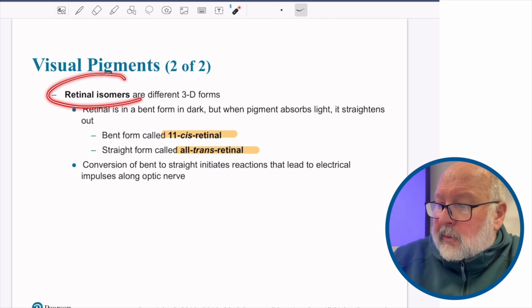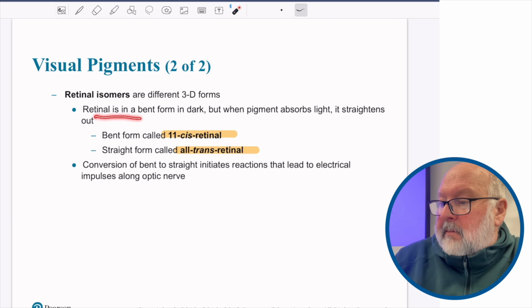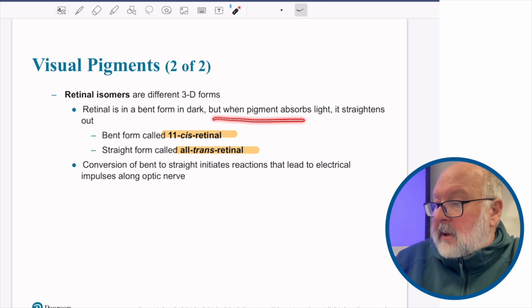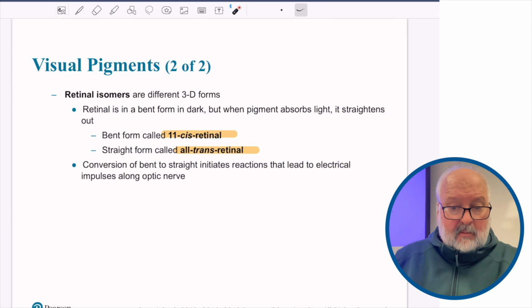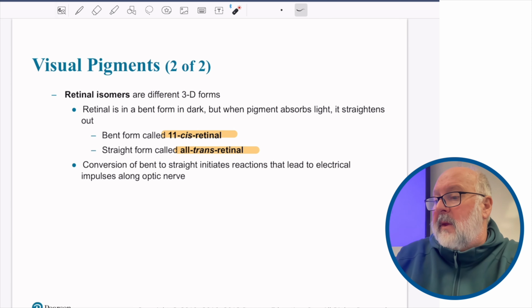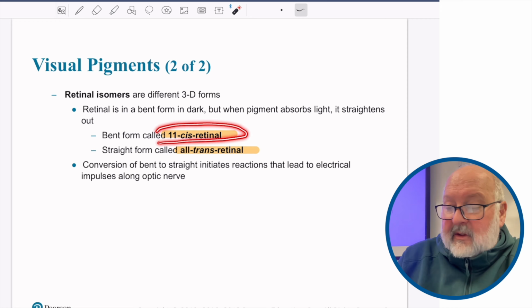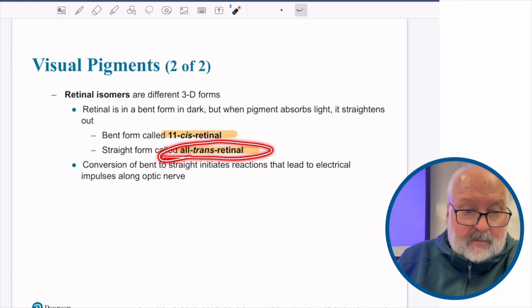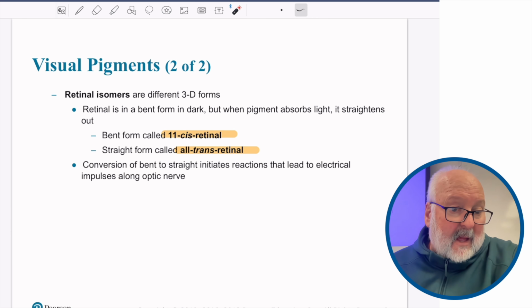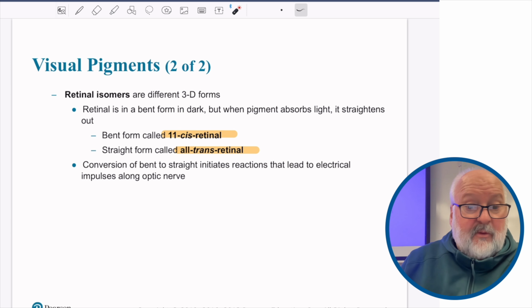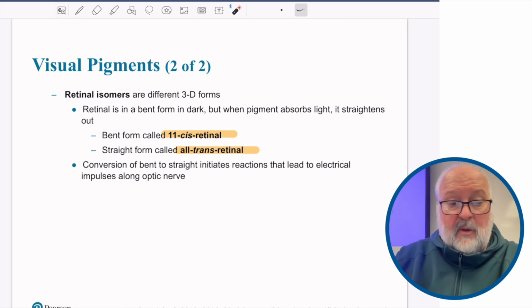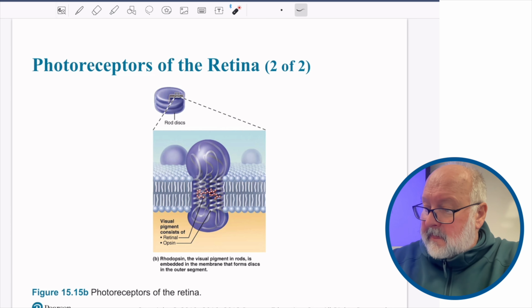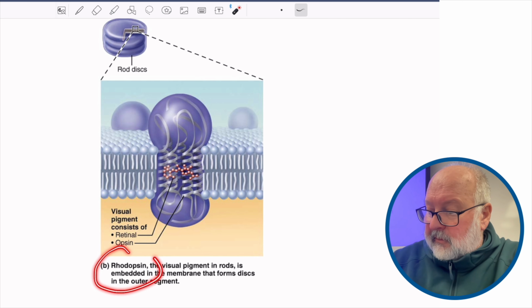Now, the retinol has isomers, so different 3D forms. Retinol is in the bent form in the dark, but when the pigment absorbs the light, it straightens out. So retinol can change shape from bent to straight, okay? The bent form is called 11-cis retinol. The straight form is all-trans retinol. Now the conversion of bent to straight is going to initiate reactions that are going to lead to electrical impulses along the optic nerve. And here we can see this is an example of rhodopsin.